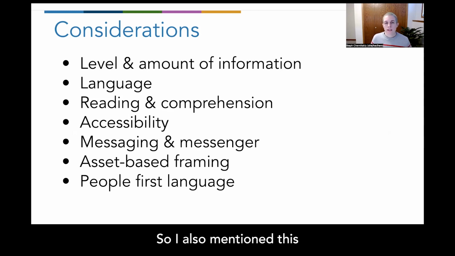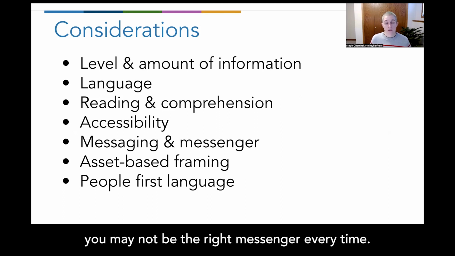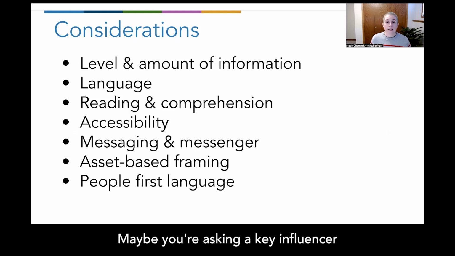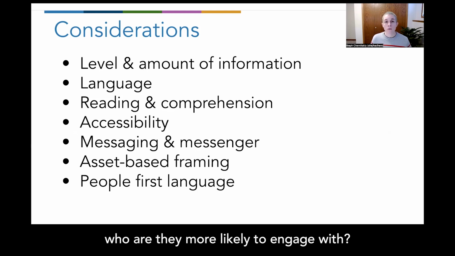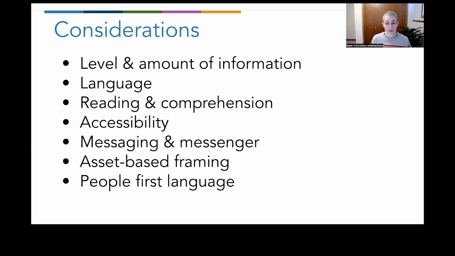So I also mentioned this a little bit before too. For the messaging, you want to make sure that it aligns with the core values of the members within the audience. And for the messenger, you may not be the right messenger every time. Maybe you're asking a key influencer to send the message, or you're acting through an intermediary. You really want to consider, who does the audience trust and who are they more likely to engage with?